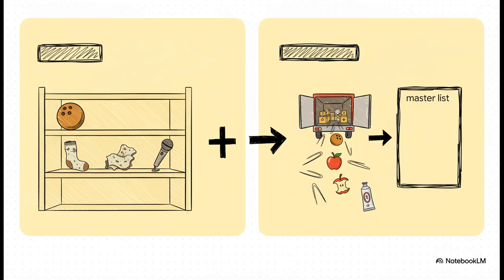Okay, so here they are, the two main players for our walkthrough. Over on the left, that's our current inventory. You can see we've got stuff like bowling ball and dirty sock. And then over on the right, you've got the new delivery, bringing in some more hairpins and a few brand new things, like a half-eaten apple. Our goal is to smash these together into one single, updated master list.